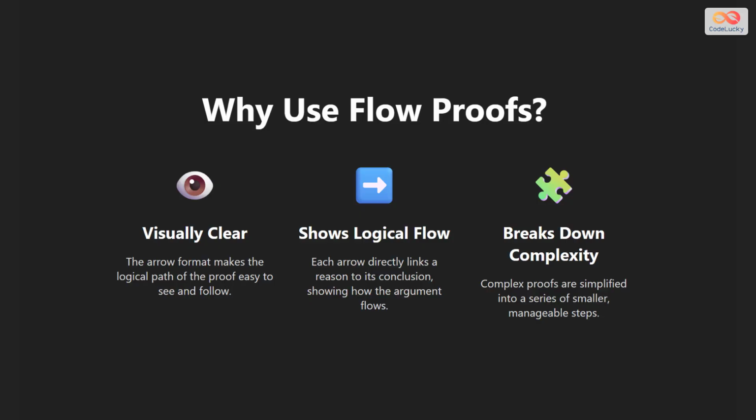You might wonder why we would choose this format. First, it is visually clear. The arrow-based layout makes the entire logical path of the proof easy to see at a glance. Second, it explicitly shows the logical flow, as each arrow directly links a reason to its conclusion. Finally, it helps break down complexity by turning a large, difficult proof into a series of smaller, more manageable steps.